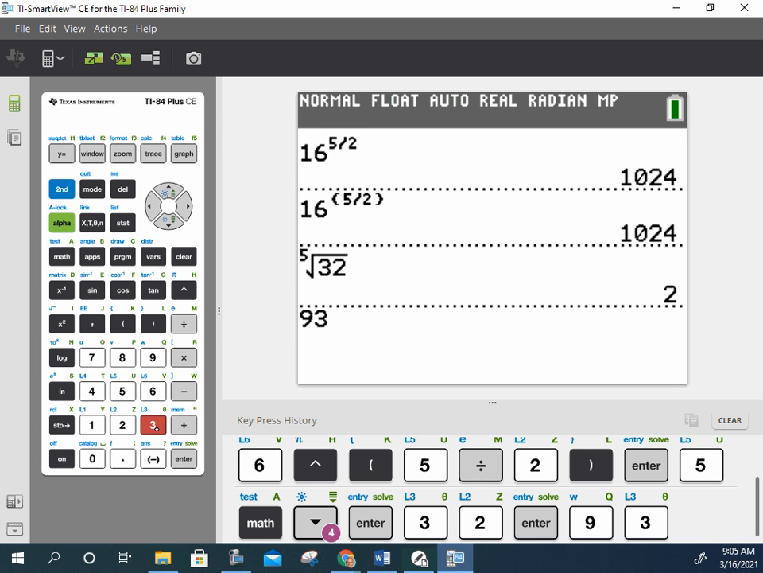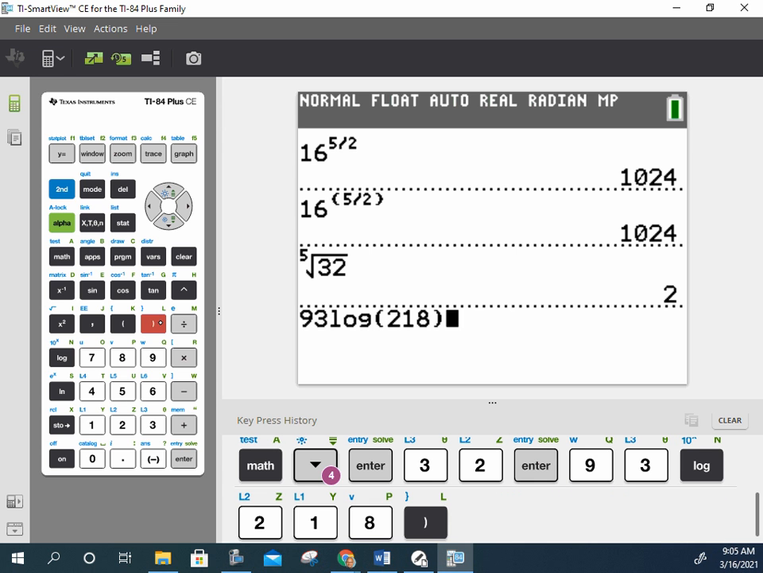93. Remember, log is next to the number 7 and below x squared. 218 plus 65. If you're wondering, what about the 10? The calculator is already in base 10. So you do not ever have to tell it base 10. It knows it already.